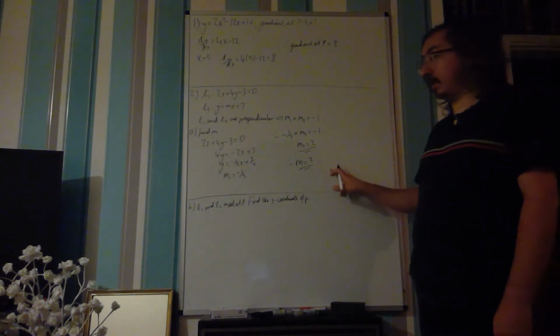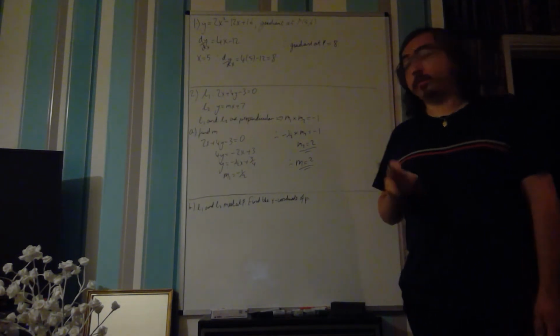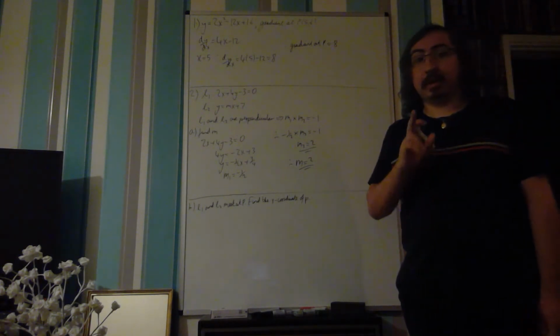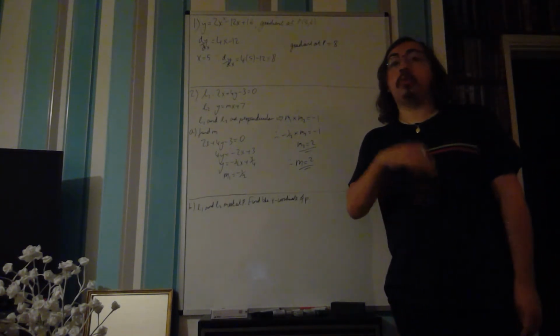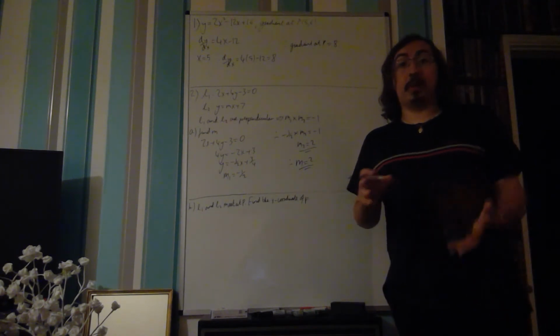We're going to use that value to help us in part B, because part B says lines L1 and L2 meet at P, find the x coordinate of P. Now notice it says the x coordinate. You could go on to find the y coordinate, but you don't need to. And if you do, you're actually wasting time.